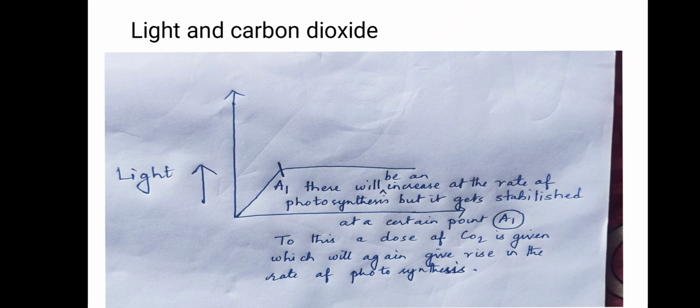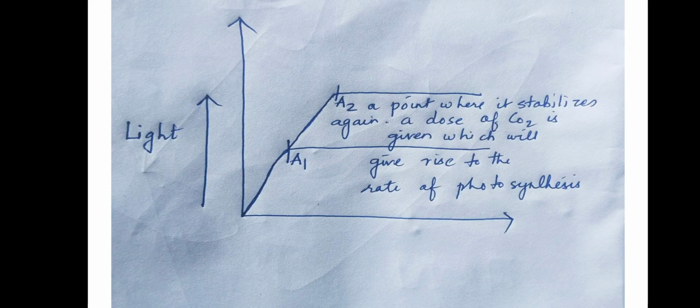Now, when there is light, the rate of photosynthesis increases, but at a certain stage, the rate of photosynthesis becomes stable and does not increase. So at that time, CO2 is given. A dose of CO2 is given, which will again give rise in the rate of photosynthesis. So once a dose of CO2 is given, again there is a rise in photosynthesis, but again to a certain level it becomes stabilized.